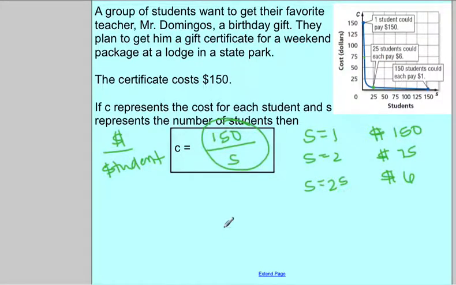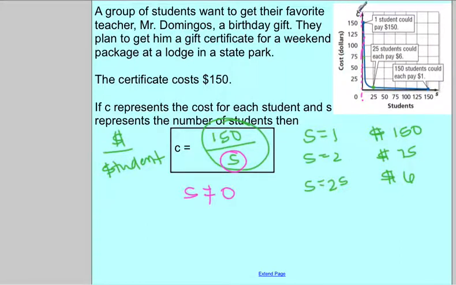Here's my example of my rational function. Biggest thing to take note of is that my denominator, which is S, cannot equal 0. So what's happening here is there is an asymptote, which makes sense in terms of the money situation because if there's 0 students, you can't take $150 and divide it by 0 students. There's no dividing that can be done there. So there's an asymptote there.